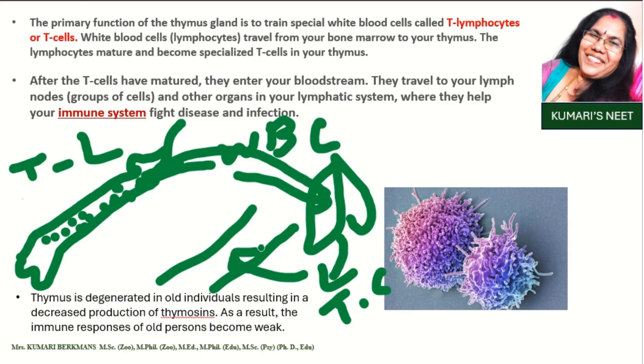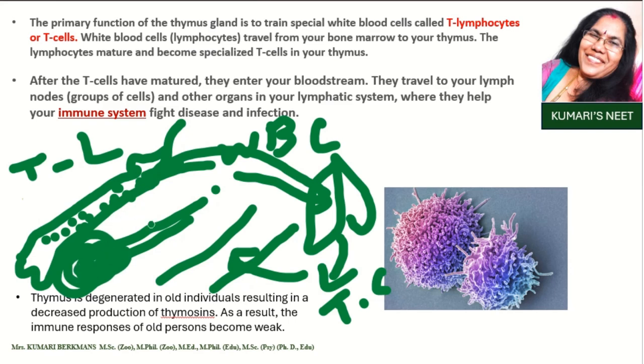Okay, they travel into the lymph nodes. Another one, the circulatory system that is called the lymphatic system. There we can find the lymph nodes. Okay, nodes will be here. So this is called a lymph node.